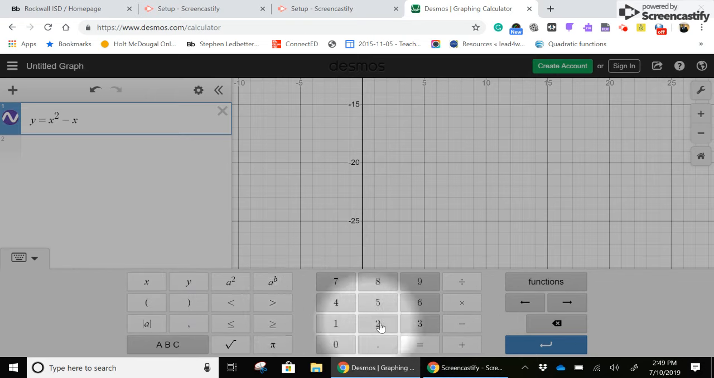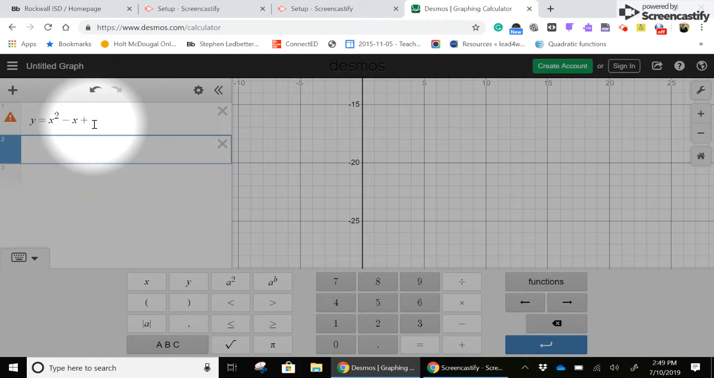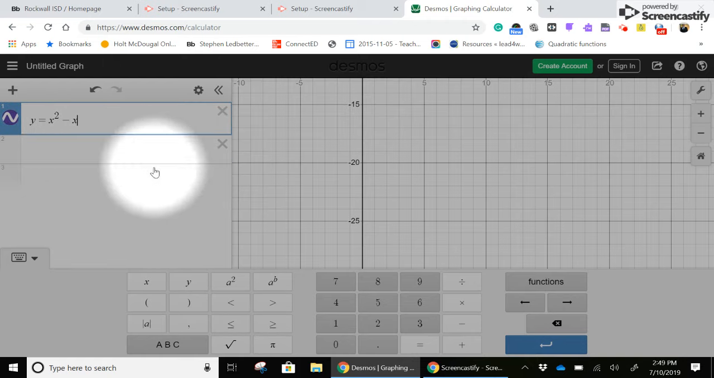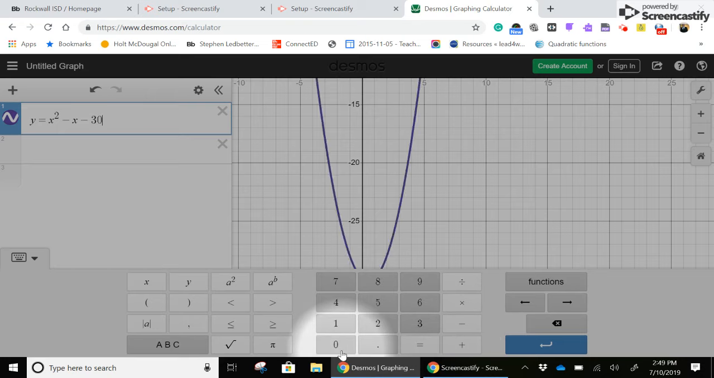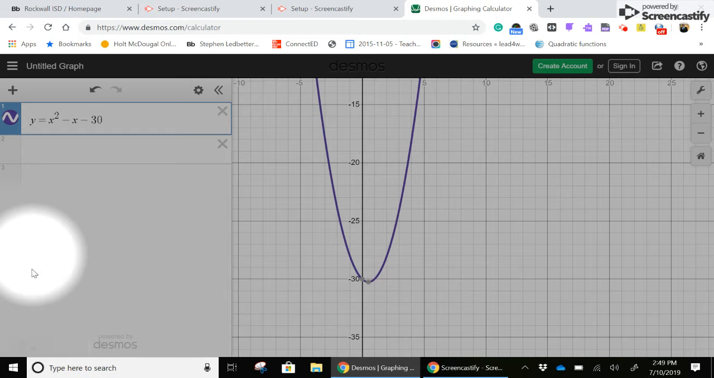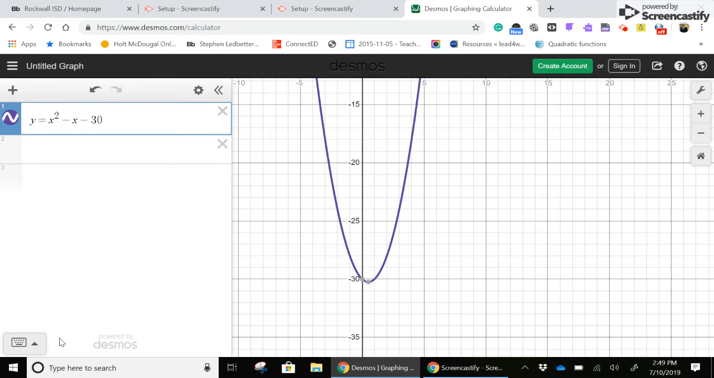All right, and then we're going to say plus. I'm sorry, not plus. Let's delete. Go back. We'll go here. We'll say minus 30. All right, now I'm going to minimize this. If you look, I got my equation here, and it automatically graphs it for you. That's one thing nice about this.